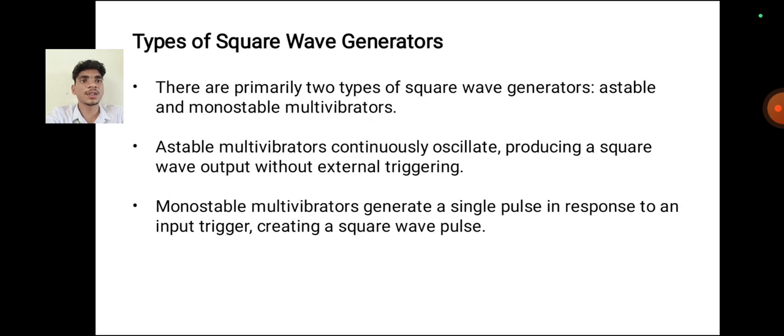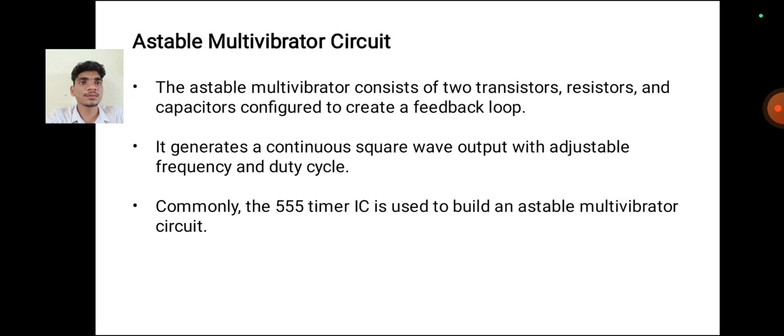Types of square wave generators. There are primarily two types of square wave generators: astable and monostable multivibrators. Astable multivibrators continuously oscillate, producing a square wave output without an external trigger. Monostable multivibrators generate a single pulse in response to an input trigger, creating a square wave pulse.